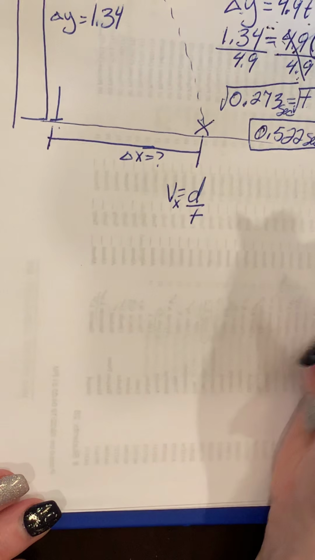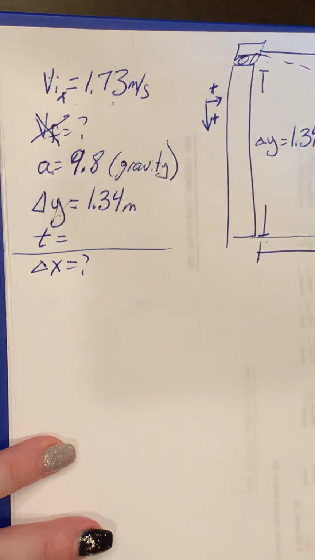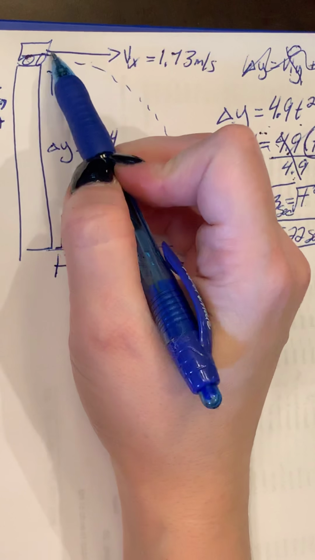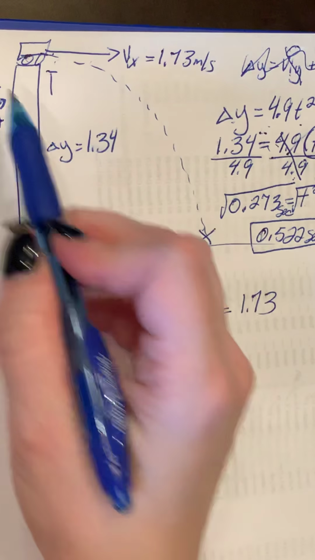1.73. And that comes from over here when we were listing everything. We said that its initial velocity was 1.73. And that's going out this way. It's starting to fall from 0 and it's going to speed up, but that's on the y-axis. And we're only talking about the x-axis.